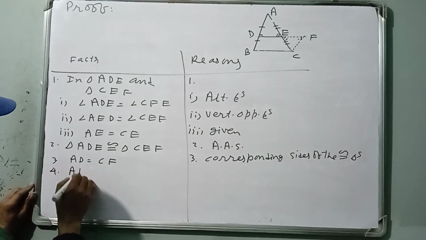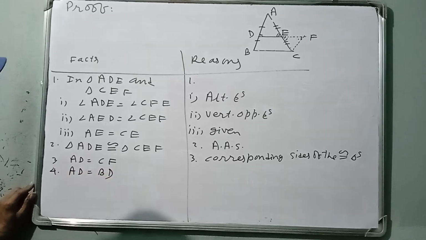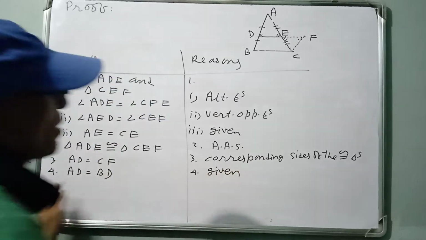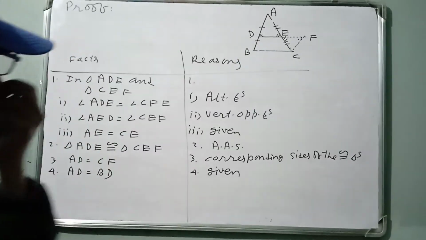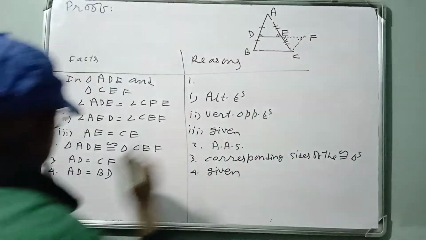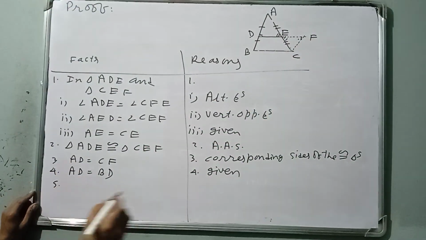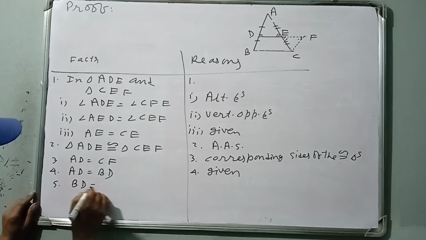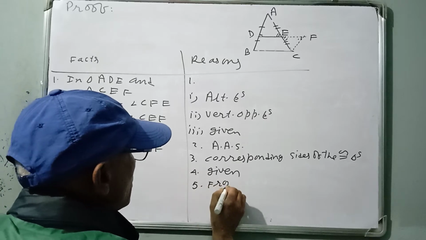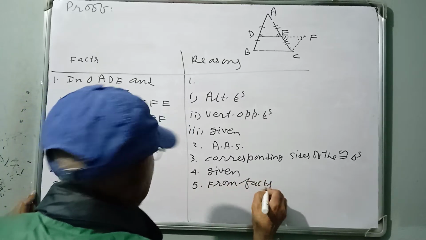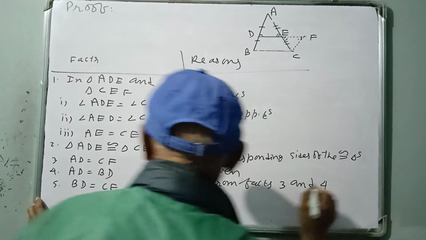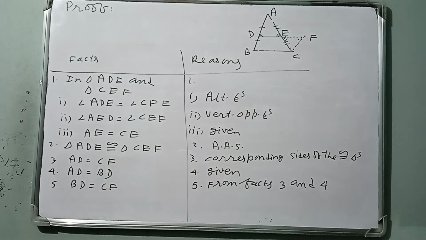But AD is already given equal to BD. How is it given? D is the midpoint of AB. AD equals BD, but AD equals CF. It means AD cancels, and BD equals CF. From facts 3 and 4.